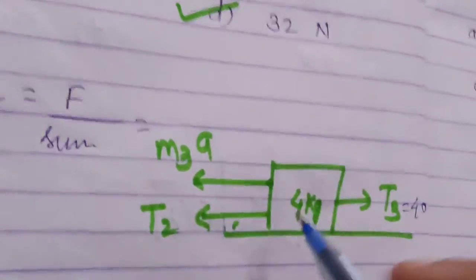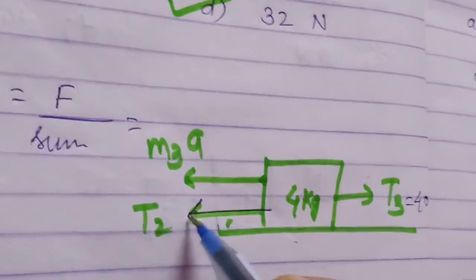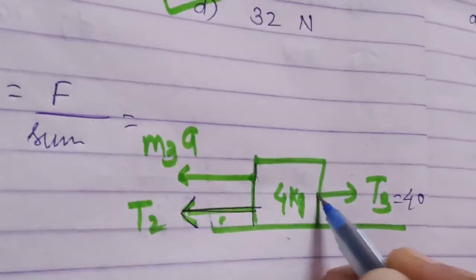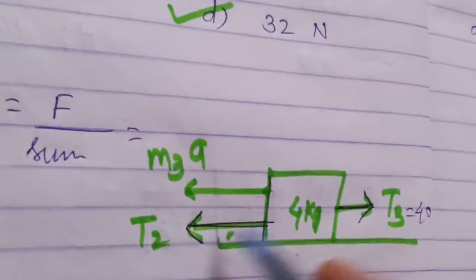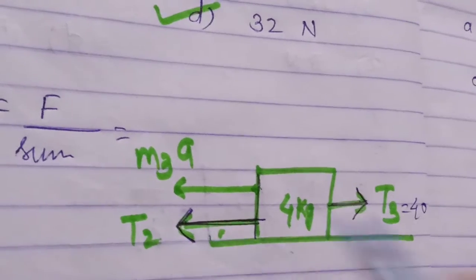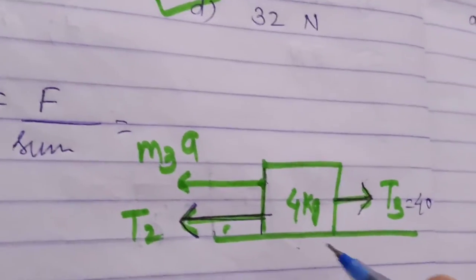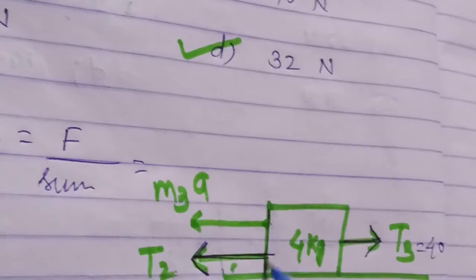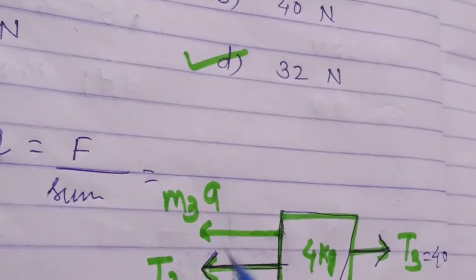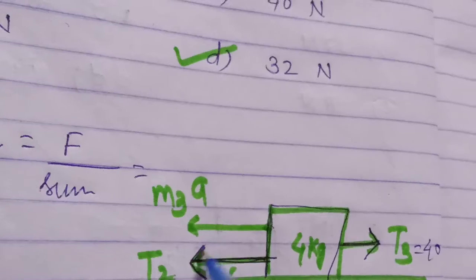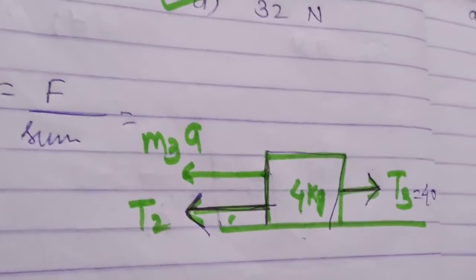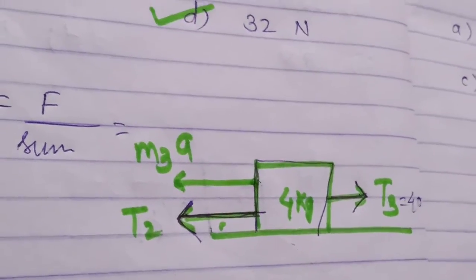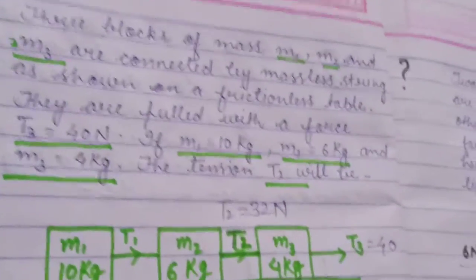So do you know that the tension is always away from the object? There is T3 tension which is away from the object and on this side T2 tension which is away from the object. Please always keep in mind that the tension is always away from the block or object and your question will never be wrong. I hope you understand the whole trick and you know how to solve the tension problems.